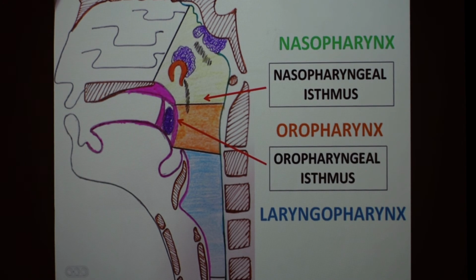And lastly, we have the oropharyngeal isthmus, which you have already come across in the lecture on the oral cavity, formed by the soft palate, the posterior palatopharyngeal fold and the upper part of the base of the tongue. So if we see the cavity of the pharynx, it has the nasopharyngeal isthmus, and it is separated from the oral cavity by the oropharyngeal isthmus. There is no specific demarcation or isthmus located between the oropharynx and the laryngopharynx.